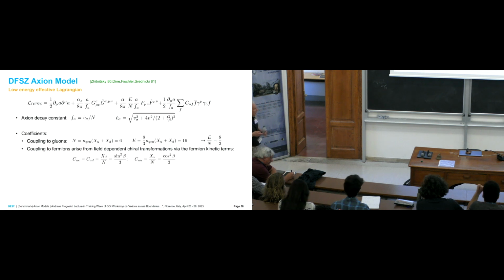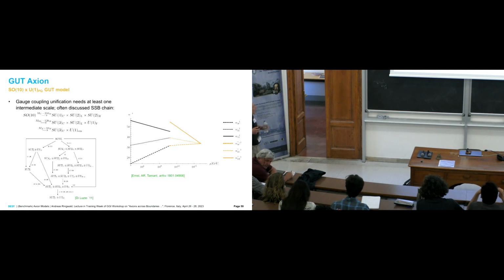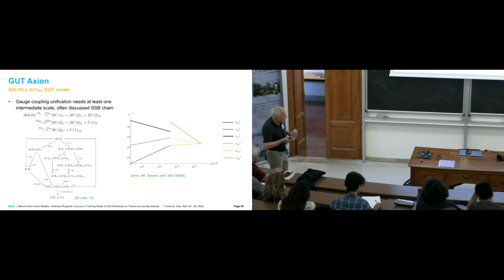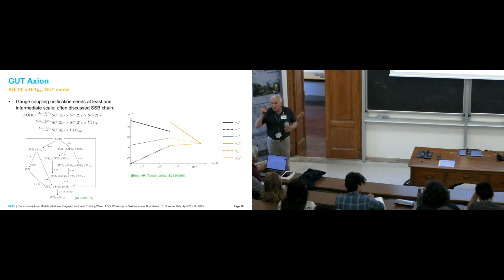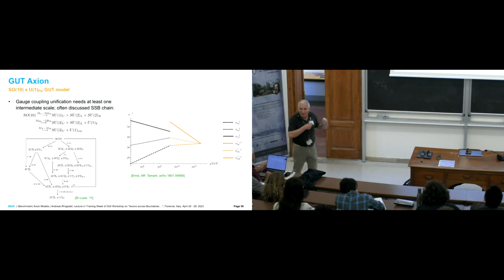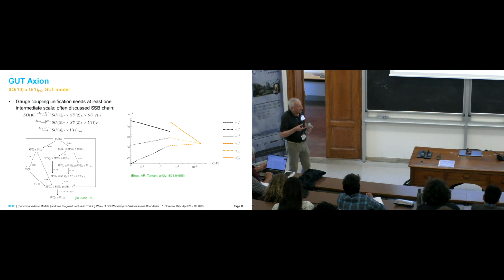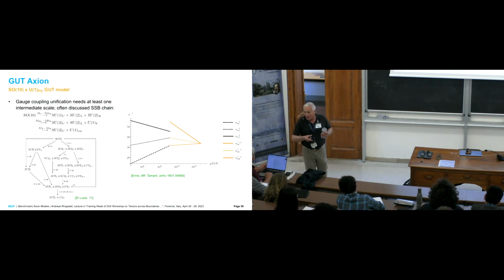Okay, so then finally I go to the GUT axion models, because I was asked to give some benchmark models. Now, we had no benchmark at all. So for this E over N, there are these kinds of benchmarks which we have seen now. But there are no benchmarks on FA until now.